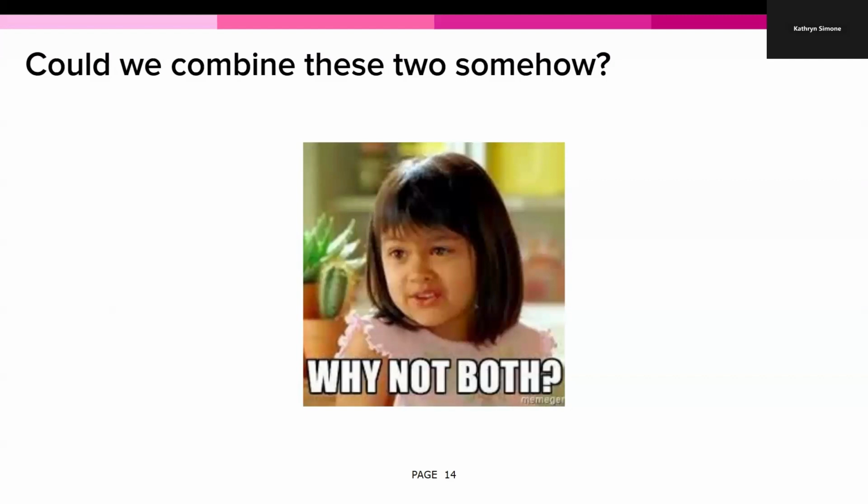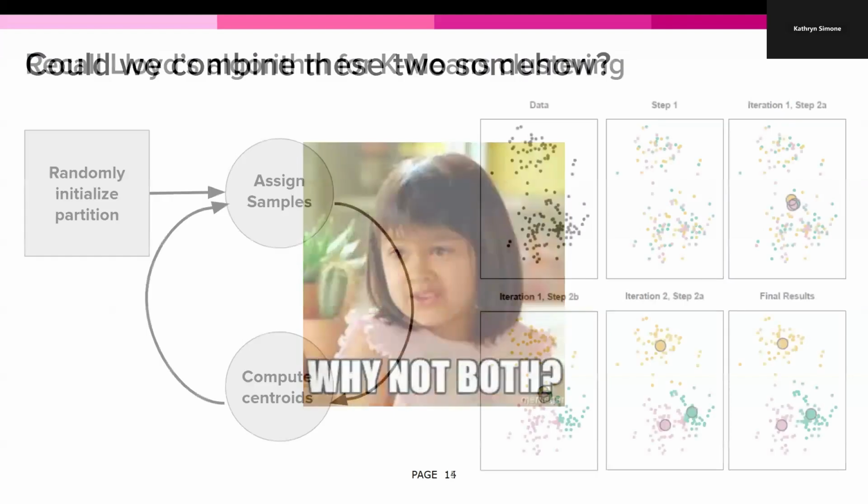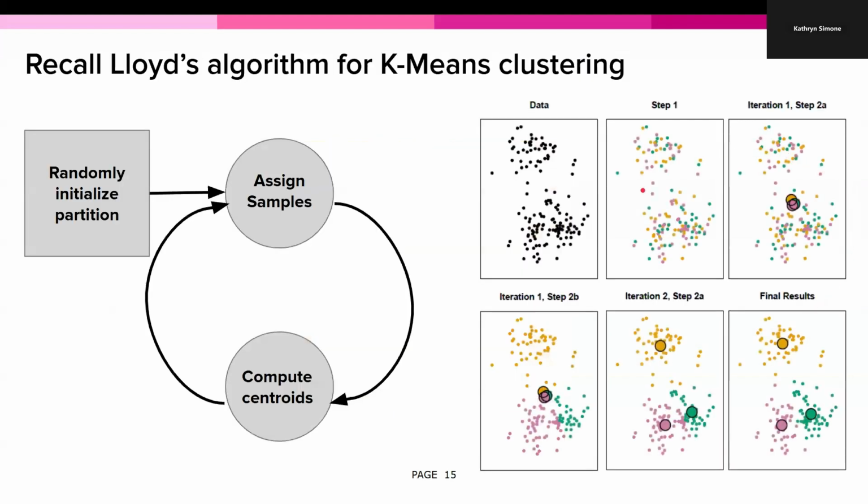So could we just combine these two somehow? Maybe iterate between them. What would that even look like? What would it look like to combine these two sets of partial knowledge? This setup is actually quite similar to Lloyd's algorithm that we saw for k-means clustering. With k-means, we had the same kind of challenge. We needed to assign points to clusters, but at the same time, we didn't actually know where those clusters were.